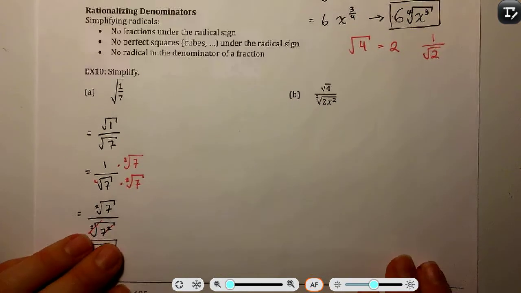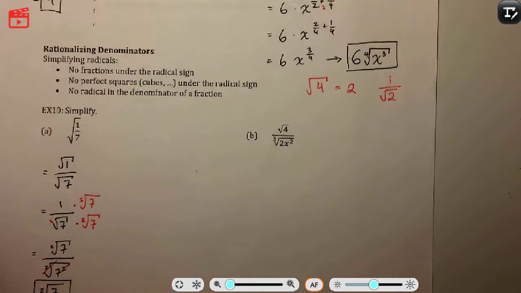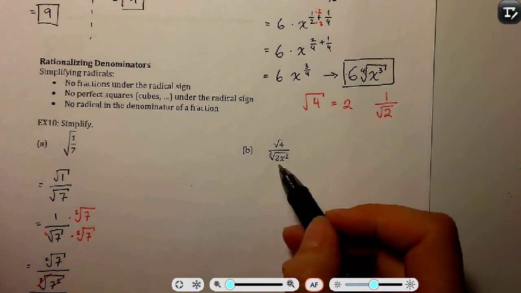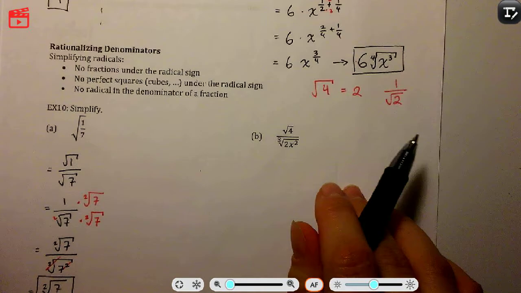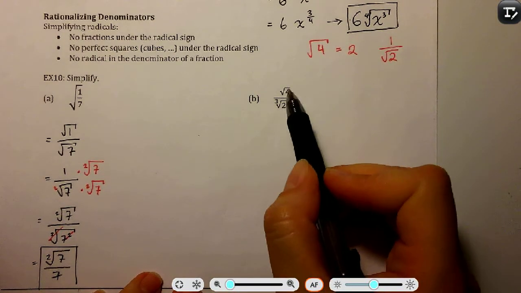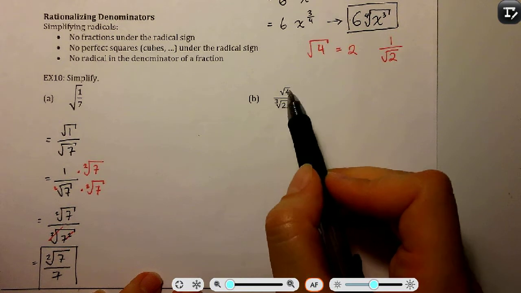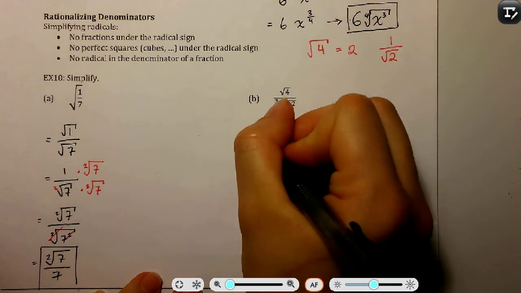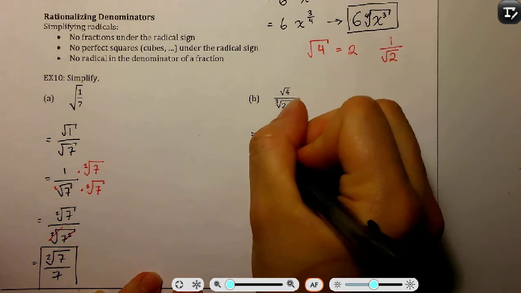Part B. Let's see. So we don't have any fractions under radical signs. We're good in that sense. But how about any perfect squares under radical signs? I see the square root of 4 going on there, so we're going to simplify that. The square root of 4 is 2. Okay, so we got that one out of the way.